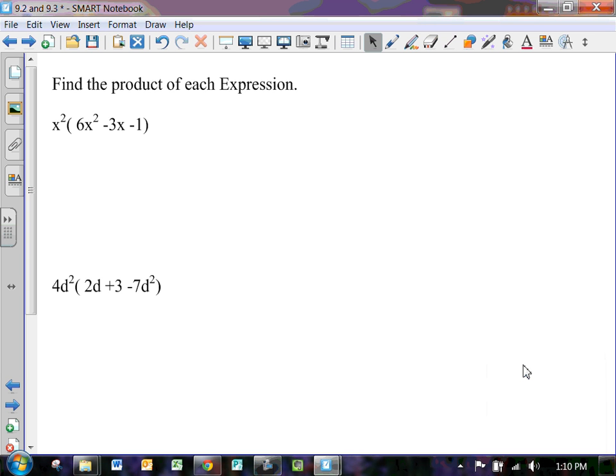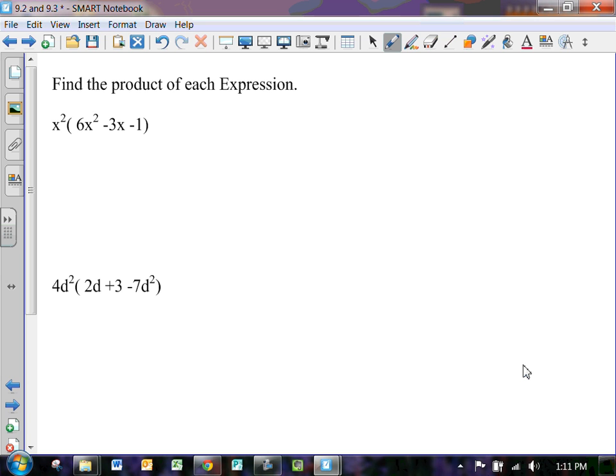All right, so yesterday we looked at adding and subtracting polynomials, and what polynomials, monomials, and binomials were. Today we're going to look at how you find the product of each expression. How do you find the product of multiplying something by a binomial or trinomial? So our first example, we've got multiplying a monomial, x squared, times a trinomial, 6x squared minus 3x minus 1.